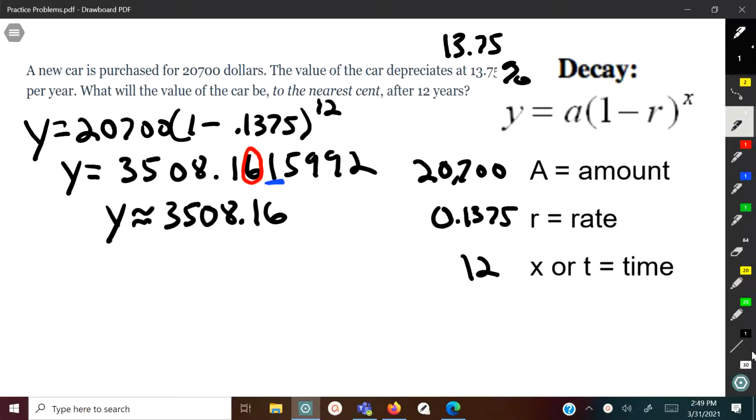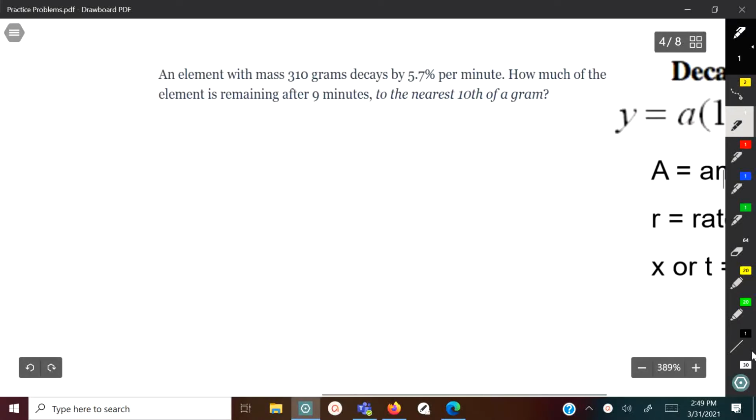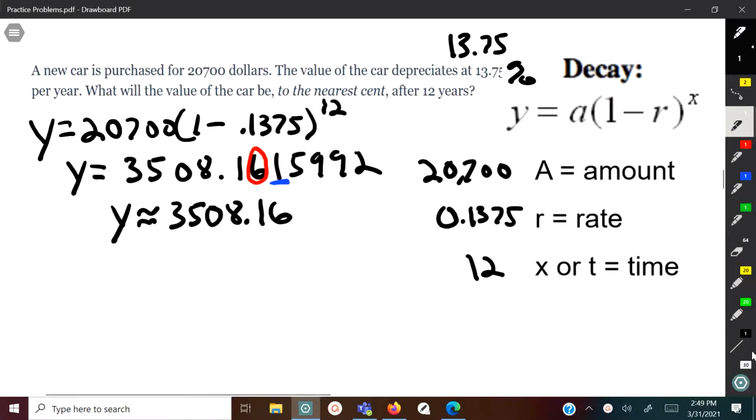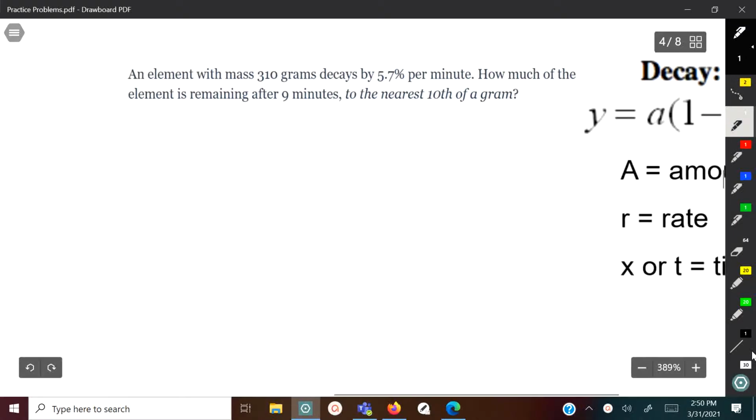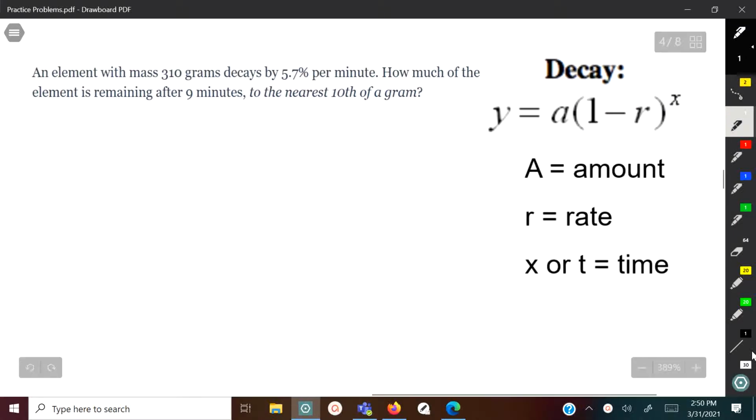Alright, so now take a look at this one. You can go ahead and pause the video. Oh, one quick point before I go over that. Right here, since you got this 1 minus 0.1375, if you actually subtract that, you'll get 0.8625. Okay, and that number being less than 1 lets it go down. But again, I'm going to talk about that in detail in a future video. But I just want to make you aware of the minus and the plus here. Alright, so go ahead and pause the video here and see if you can solve this one.